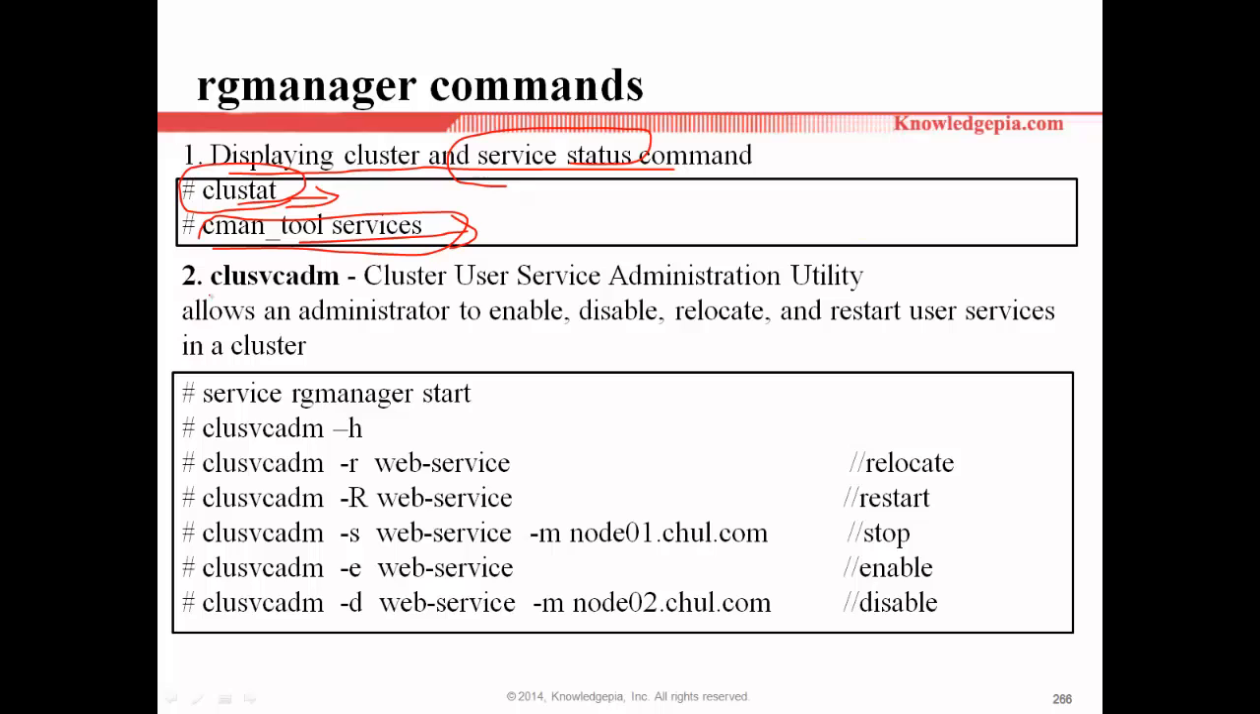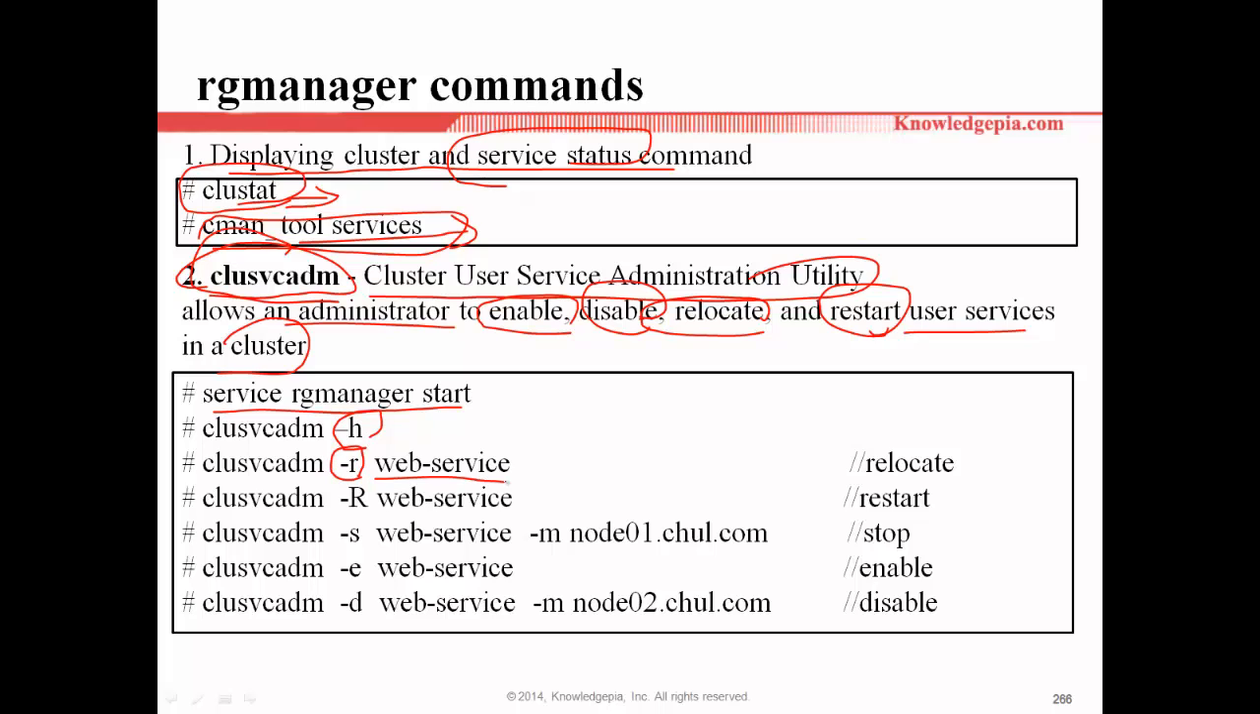And number 2, clusvcadm. This is the cluster user service administration utility. Using this, an administrator can enable, disable, relocate, and restart user services in the cluster. To use this command, we need to start rgmanager first. After that, if we want to see all the options, use -h for help, and after that, -r and the web service name.